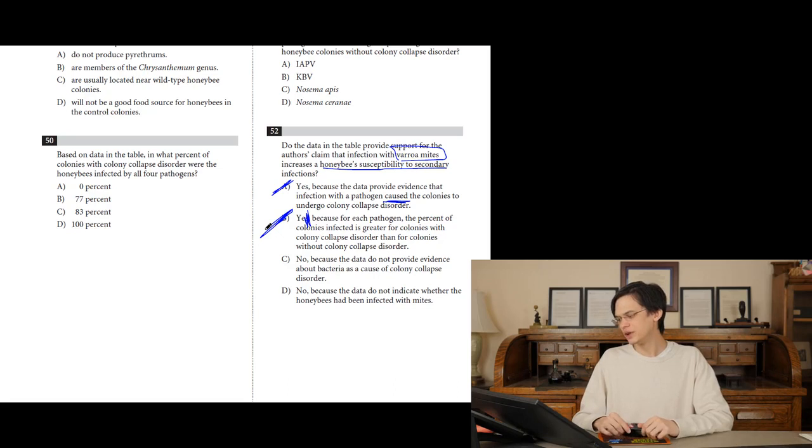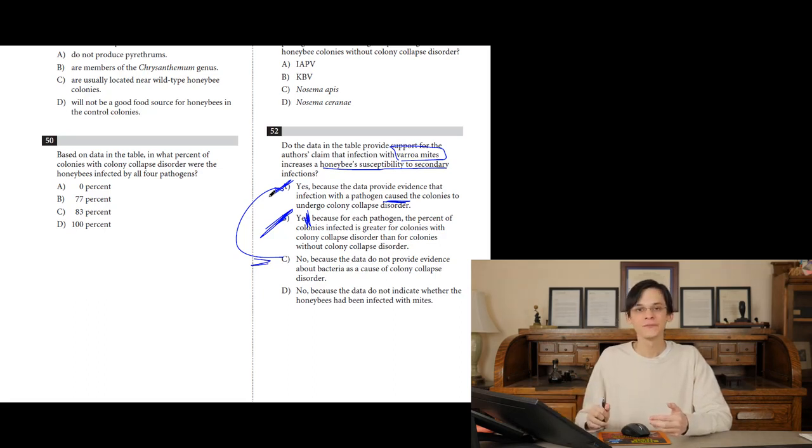What about C? No, it does not support the author's claim because the data do not provide evidence about bacteria as a cause of colony collapse. Bacteria? What? That might be true. The data does not provide evidence about bacteria as the cause of colony collapse, but C is exactly the same problem I have with A. Do pathogens cause colony collapse or does colony collapse cause people to get sick? Because the data does not provide evidence about bacteria as a cause of colony collapse.